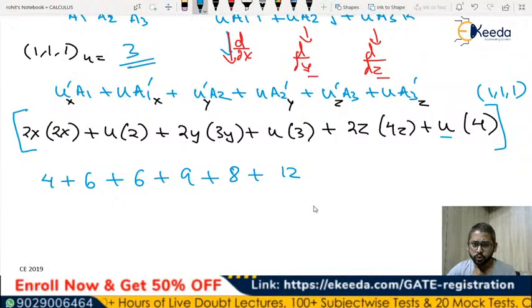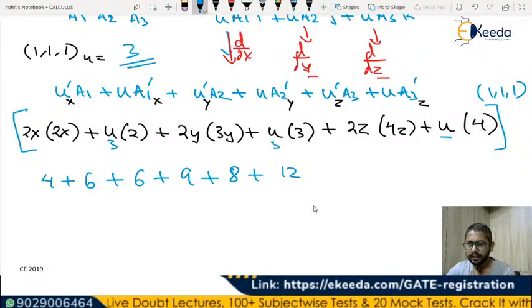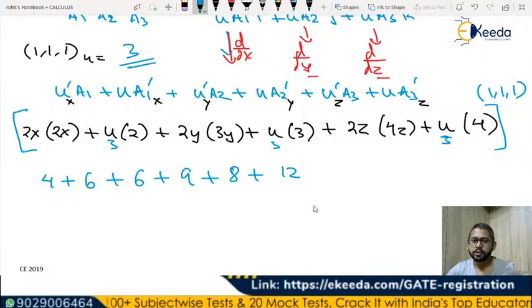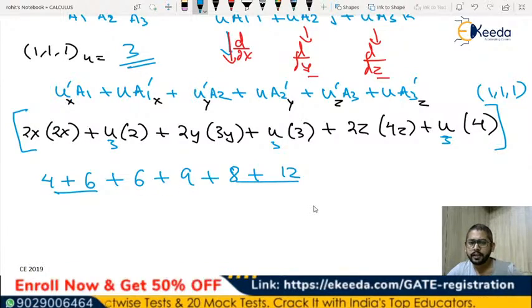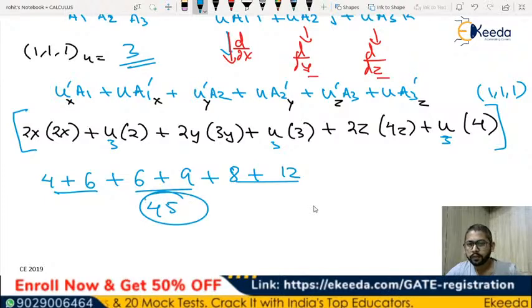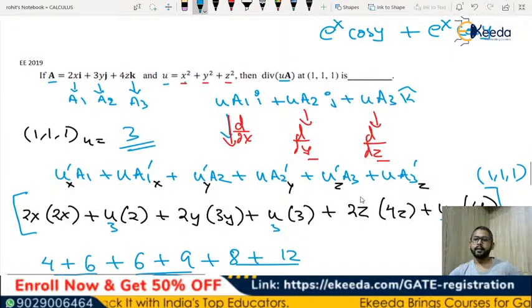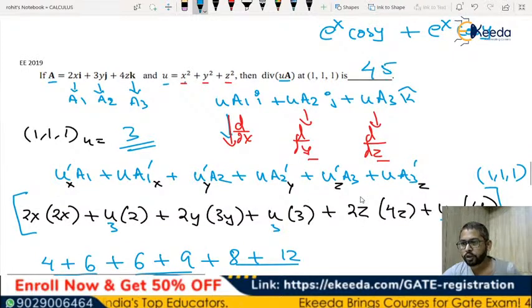Right. Instead of u, you start putting 3, and instead of x, y, z, you put 1. So the result is 10, 30, 45. 45 is the final answer. Fine, so the final answer is going to be 45.